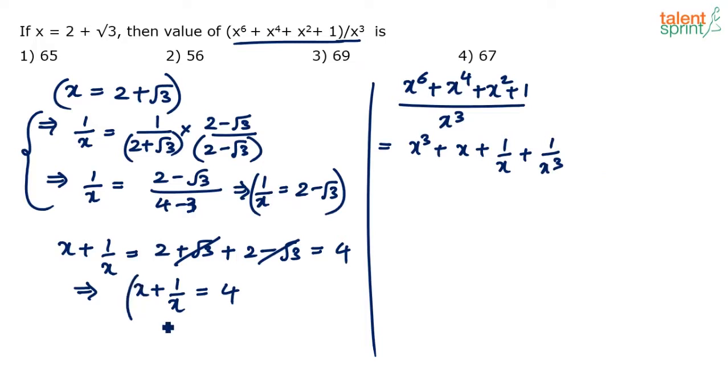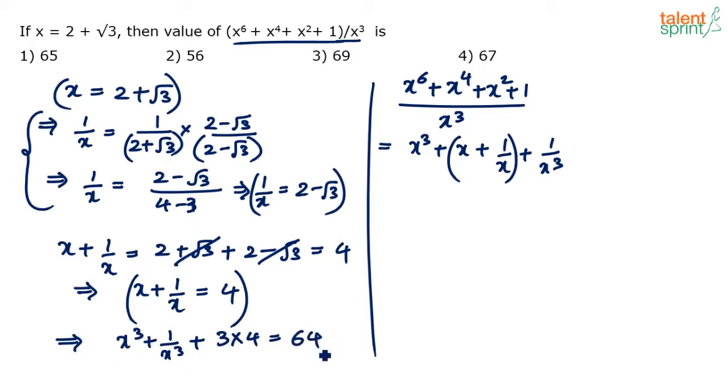Now you already know what x plus 1 by x is. x plus 1 by x equals 4. So this term is known to us. What we need to evaluate is x cube plus 1 by x cube. Do this also: cube on both the sides. We have done this multiple times in the past, right? Cube on both the sides, we'll get x cube plus 1 by x cube plus 3 times x plus 1 by x, which is 3 into 4, equal to 4 cube, 64.